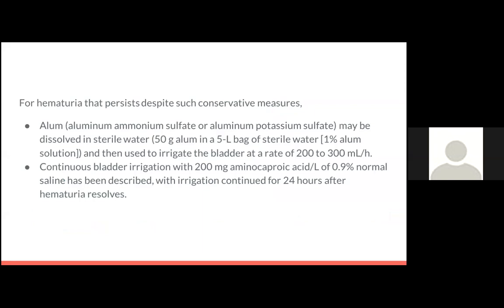For hematuria that persists despite such conservative measures, alum may be dissolved in sterile water and then used to irrigate the bladder at a rate of 200 to 300 ml. Continuous bladder irrigation with 200 mg aminocaproic acid per liter of 0.9% normal saline has been described, with irrigation continued for 24 hours after hematuria resolved. Through this action as an astringent at sites of bleeding, alum may cause protein precipitation on the urothelial lining, and their restriction and decrease in capillary permeability. This agent may be considered for first-line intravesical therapy among patients with hemorrhagic cystitis failing initial supportive measures, particularly among those without renal insufficiency.